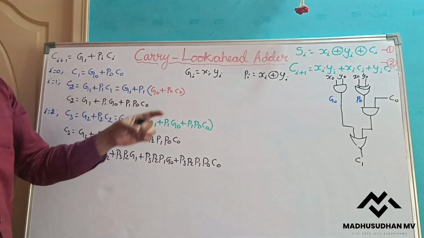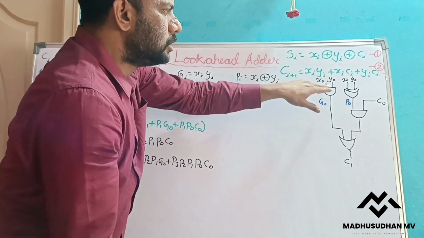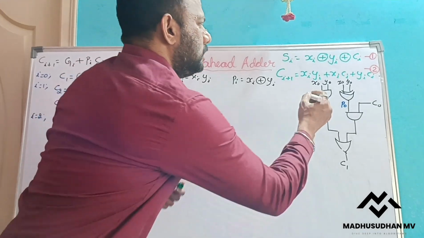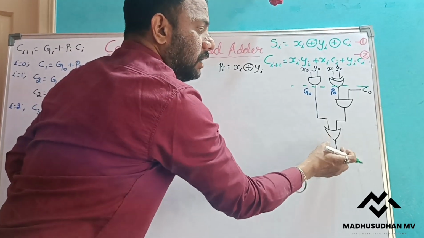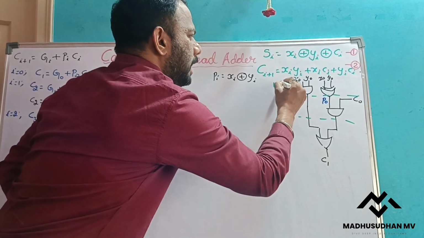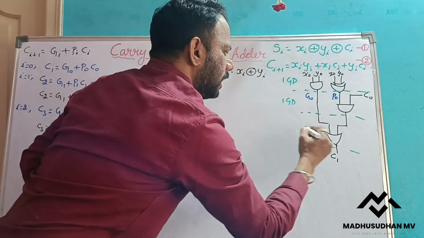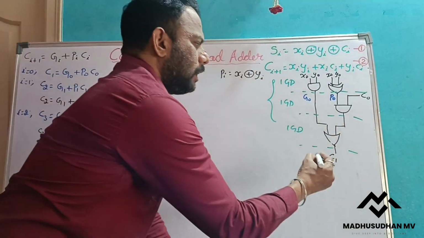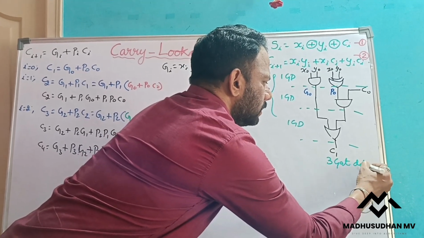I got this equation. Now if you observe, as soon as I apply G0 and P0, both take only one gate, so this is one gate delay. Then after that, for this I cannot directly get the result, it takes some time. So this is another gate delay, and here another. Totally three gate delays. That means I can obtain C1 at three gate delays.